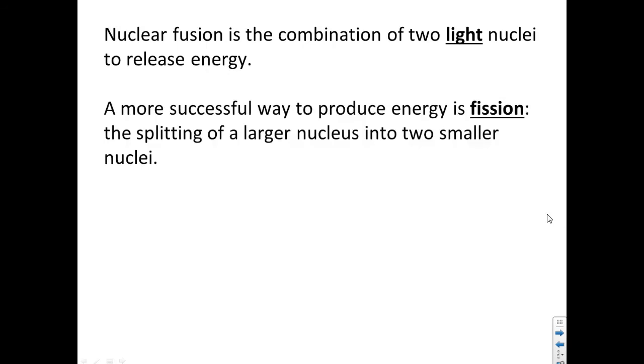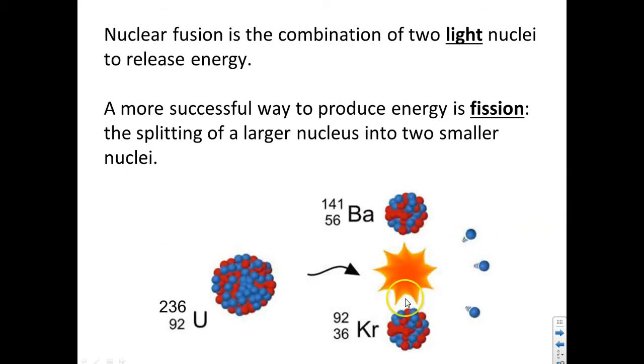A more practical approach is something called nuclear fission. And fission is where we split a larger nucleus into two smaller nuclei. So let's compare. Fusion, we have two smaller nuclei. They collide and they release energy when they fuse. Fission is the opposite. We start with a larger nucleus and it splits into two smaller nuclei, releasing energy in the process.